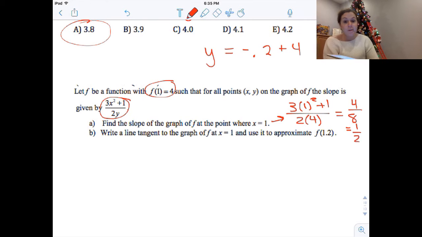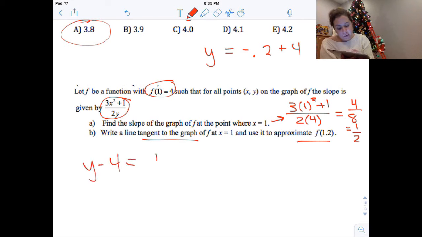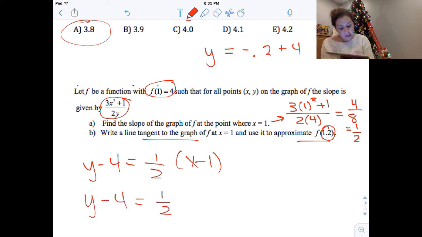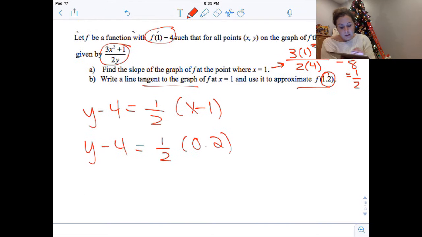So it'd be y minus 4 equals 1/2 times x minus 1. Plug in 1.2, so y minus 4 equals 1/2 times 0.2. And so that's y equals 0.1 plus 4, which is 4.1.